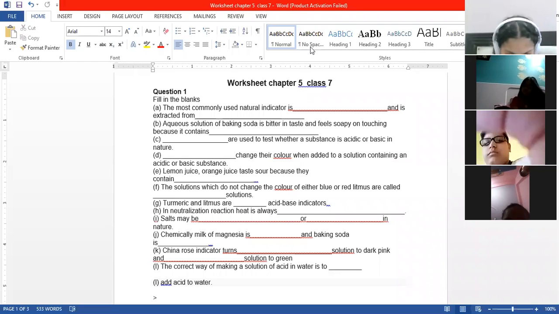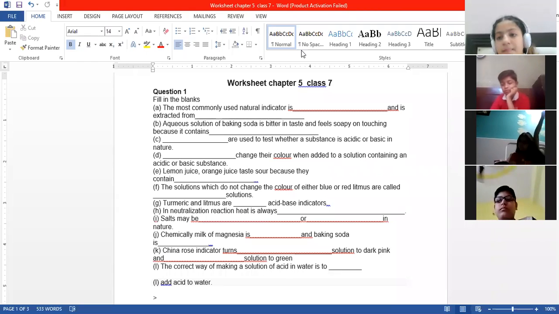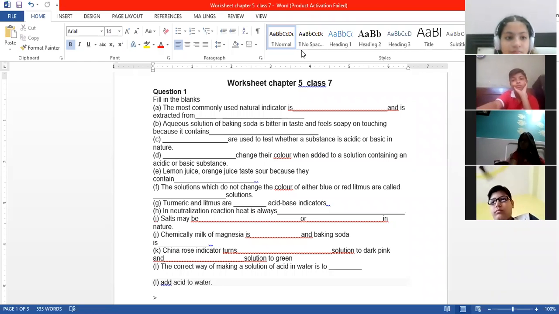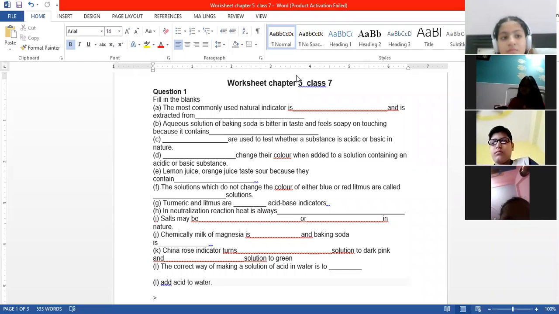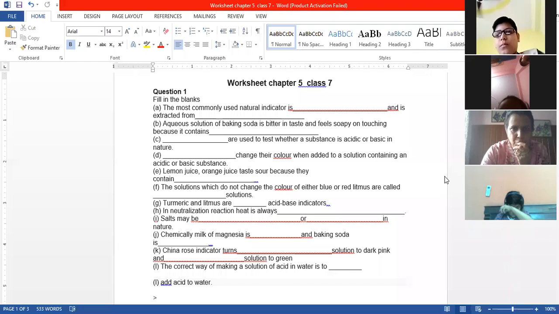Next, I part: salt may be dash or dash in nature. Children, kindly raise your hands. Bhumi Chaudhary, now you know the answer. Ma'am, salt may be neutral, basic, or acidic in nature. Mahi, please sit properly and stop doing whatever you are doing. Yes, the answer is correct. Salt may be acidic or basic in nature.